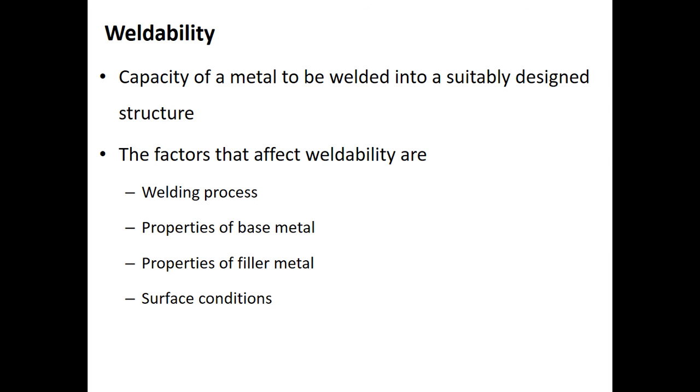Let's see what are the different factors which affect the weldability. One is the welding process. Which type of welding process? Arc welding, solid state welding, resistance welding. Which type of welding process are we going to use? The properties of the base metal, the elements which constitute the base metal, of course determine the properties of the base metal. Then the properties of the filler metal. If you are using any filler metal, its properties will affect the weldability. Then surface conditions. All these factors will be affecting the weldability.